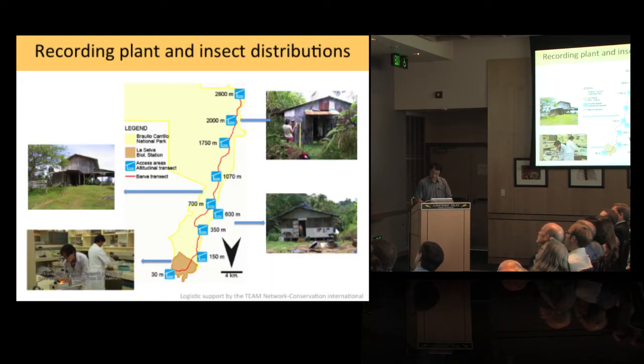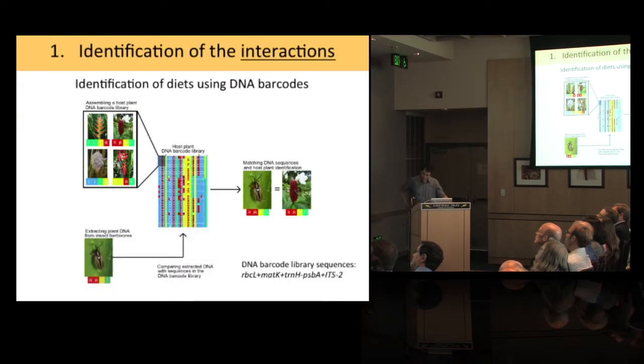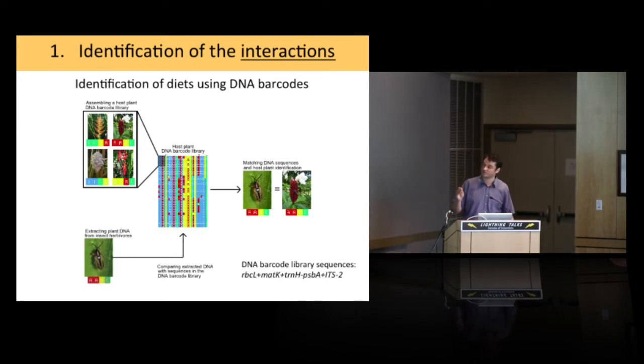What we have here is a map of the study sites along the elevational gradient. We go to each one of these elevations, and in each location, we record the altitudinal distribution of each insect herbivore species and each host plant. To identify insect diets, we are using DNA barcodes. First, we obtain a DNA sample from each of the potential host plants of the beetle species and generate a host plant DNA barcode library. Then we extract DNA from the insect herbivore, and by comparing these two sequences, we can match the diets of each one of these different herbivores.